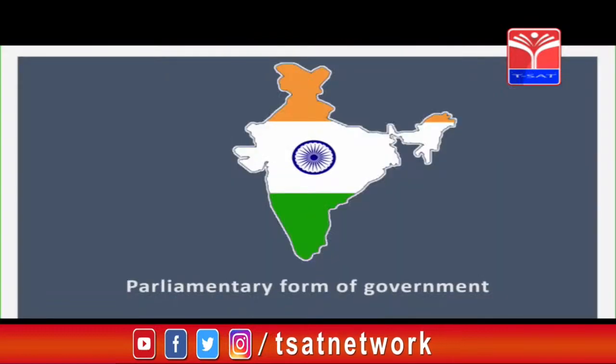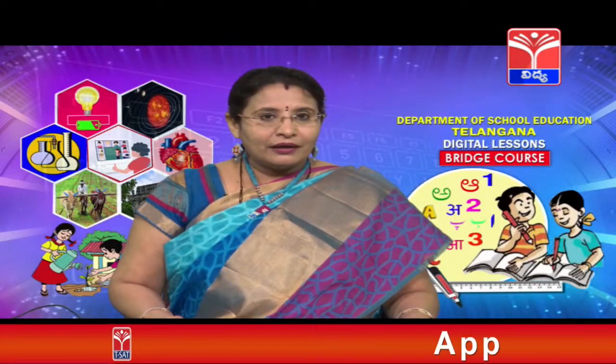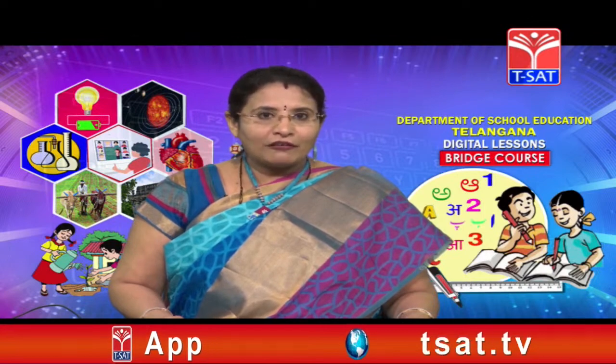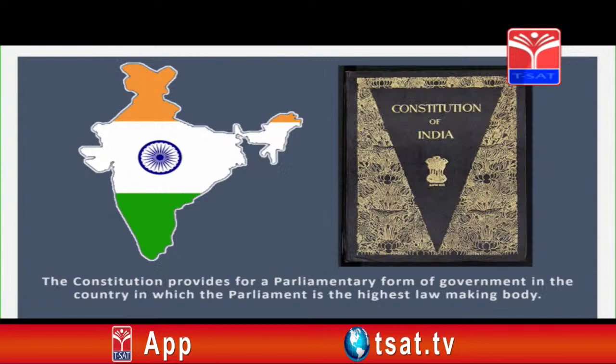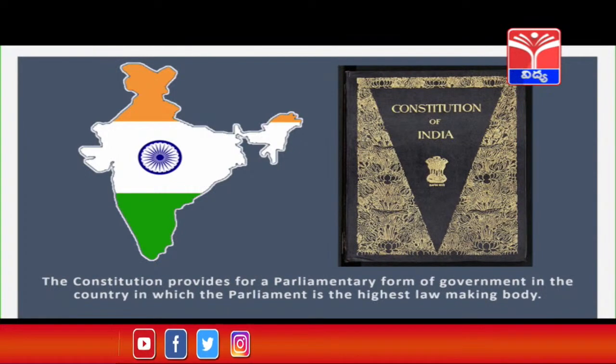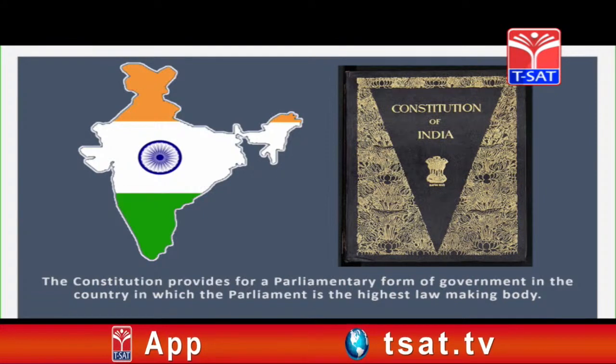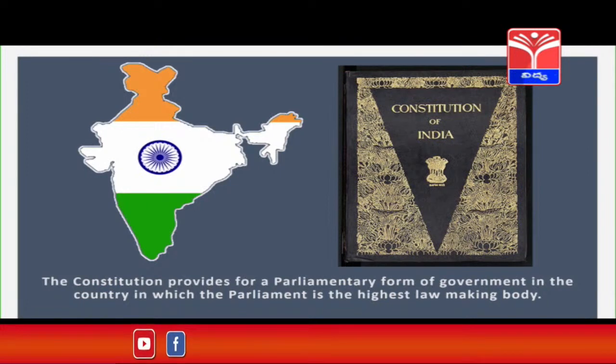Now let us learn about another form of government, that is the parliamentary form of government, which is followed in our country India. The constitution provides for a parliamentary form of government in the country in which the parliament is the highest law making body. Children, when talking about our country India, in government machinery we have three parts, that is the legislature, the executive and the judiciary. Legislature comprises of the parliament and the cabinet ministers.